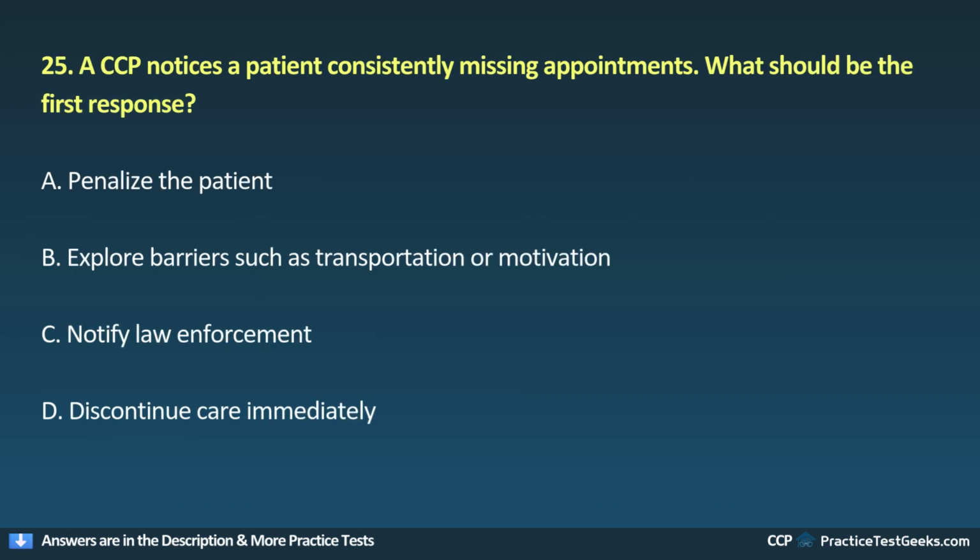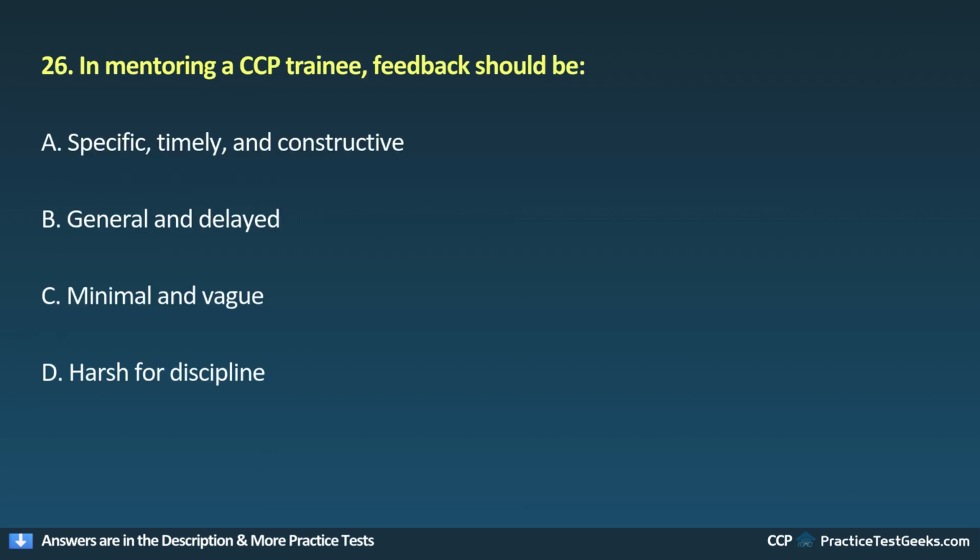25. A CCP notices a patient consistently missing appointments. What should be the first response? A. Penalize the patient. B. Explore barriers such as transportation or motivation. C. Notify law enforcement. D. Discontinue care immediately.